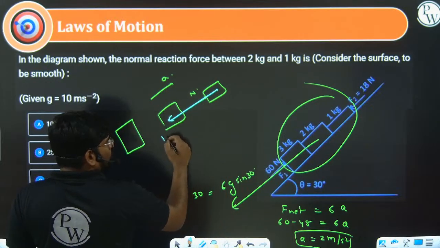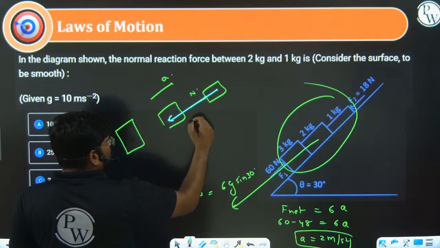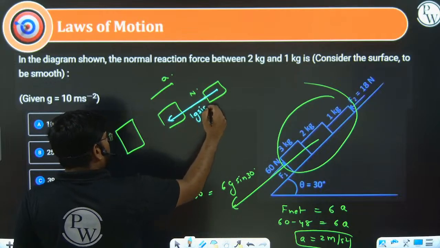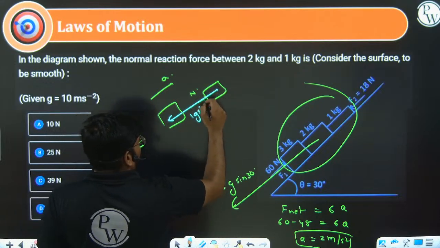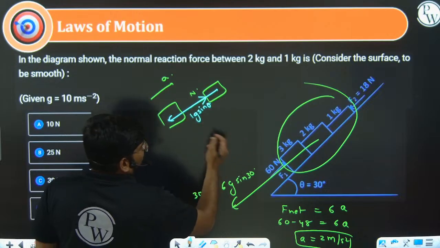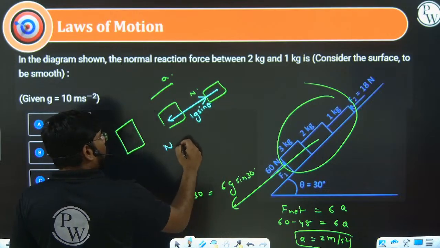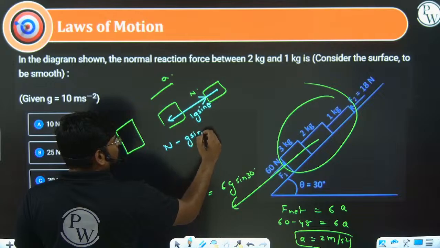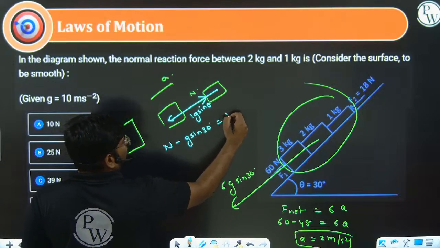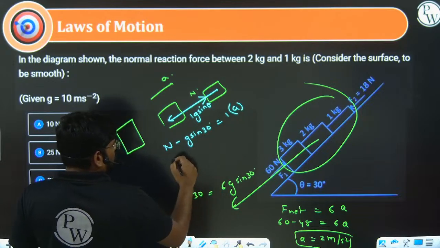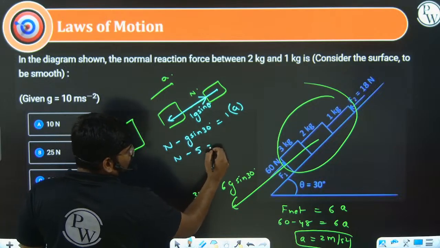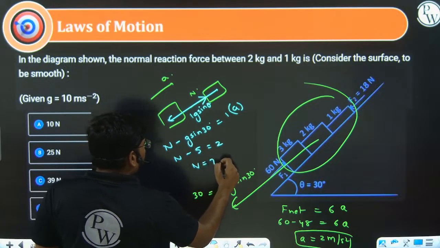This is 1g. We can write here 1g sine theta, and this is the normal reaction. Now it is accelerating up. So what you can write: N minus g sine 30, 1g sine 30, is equal to mass into acceleration. N minus 5 is equal to 2. What is N? It is coming out to be 7.